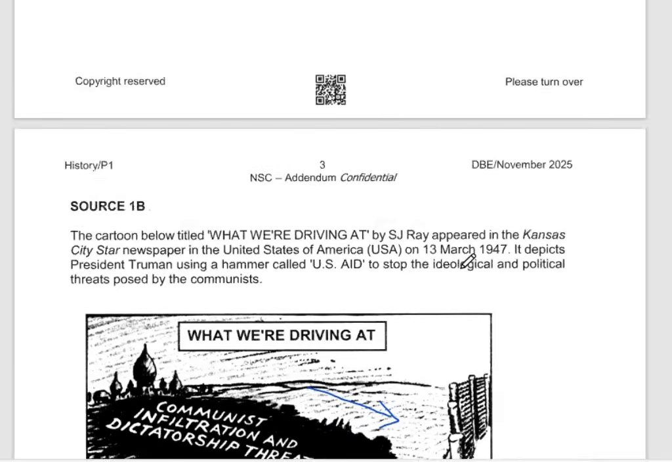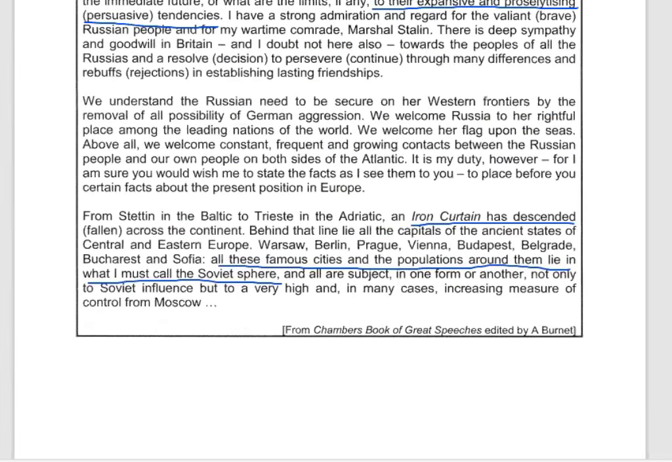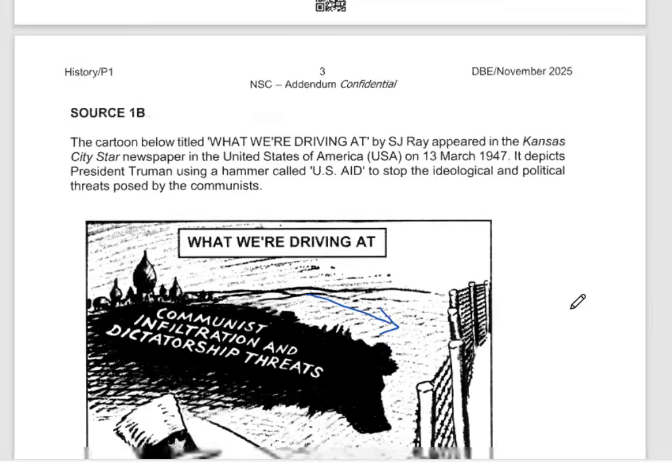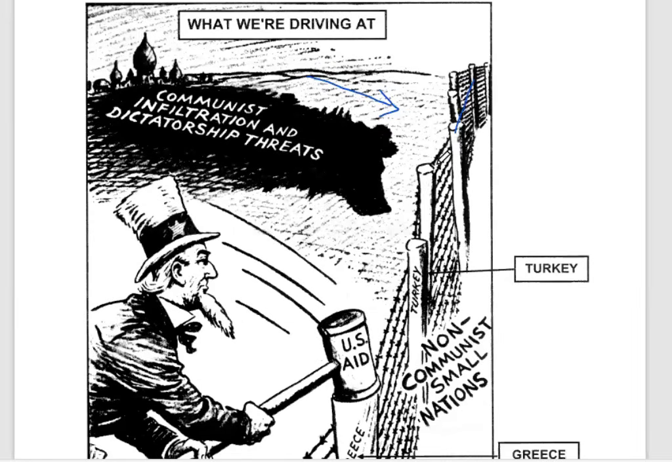And if we also check, we are told of the Iron Curtain here, where it says an Iron Curtain has descended. An Iron Curtain, we said, is a boundary which is now splitting Europe into two, the capitalist side and the communist side. The same idea is portrayed here by this fence.